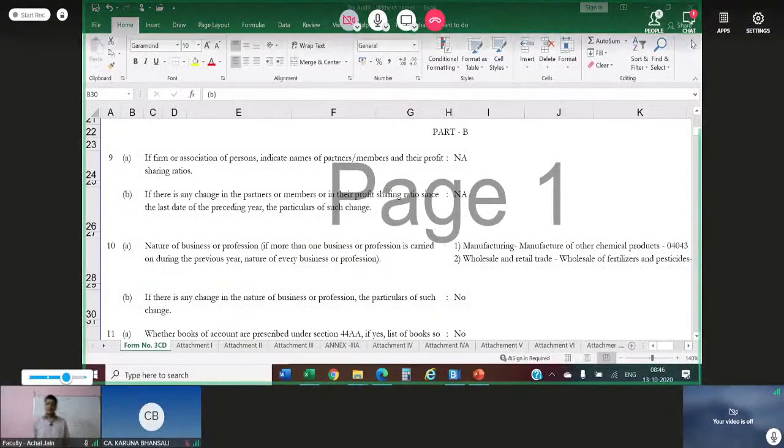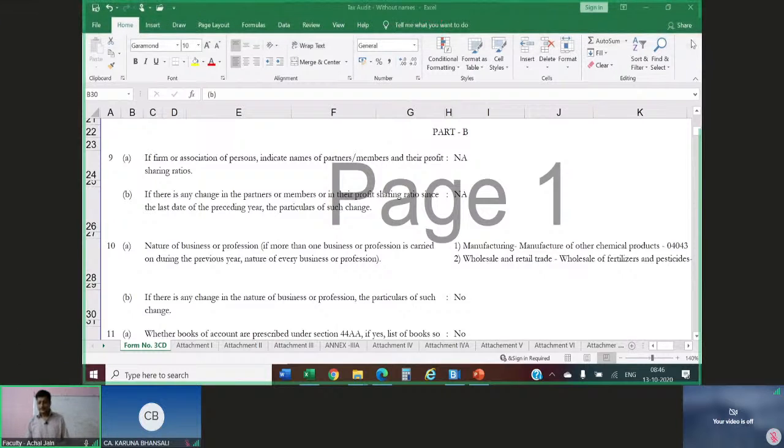Hi, welcome back. So we can now continue with our discussion on this form number 3CD. We are now starting with some of the specific clauses. So clause number 9.